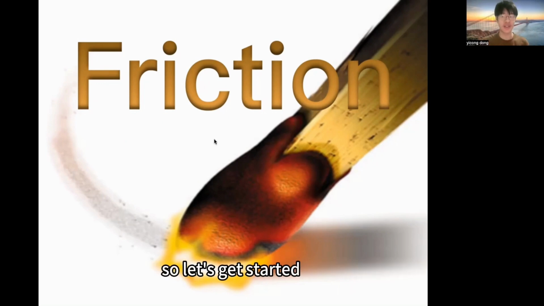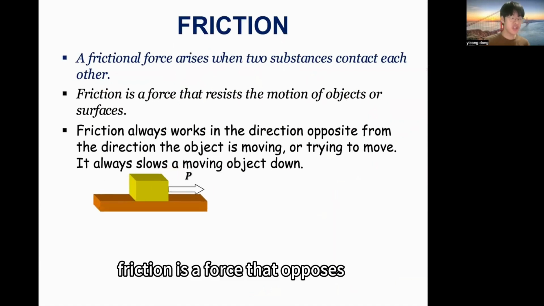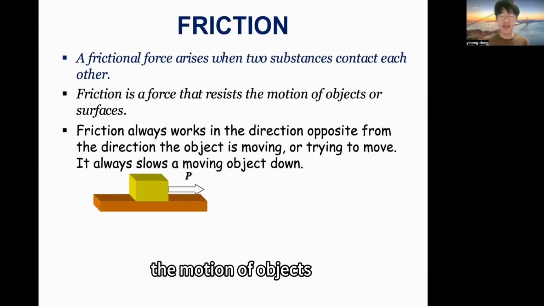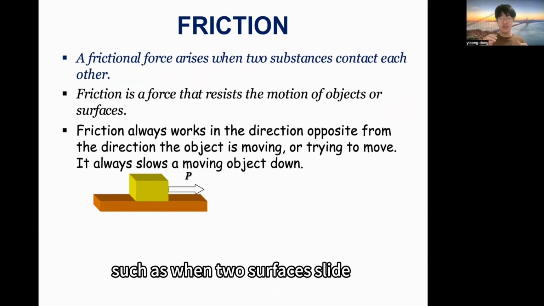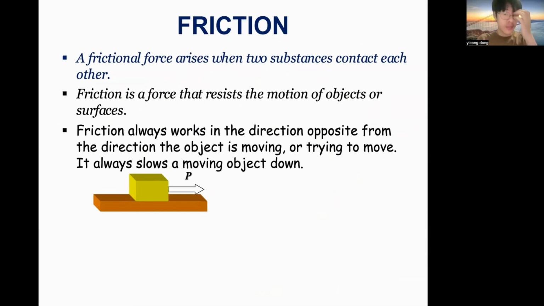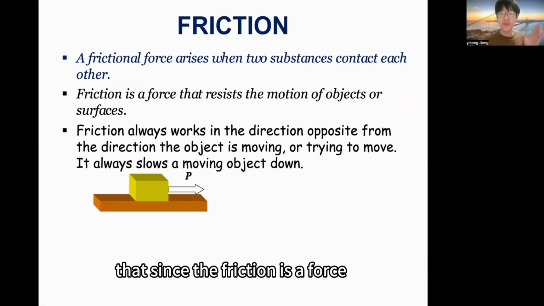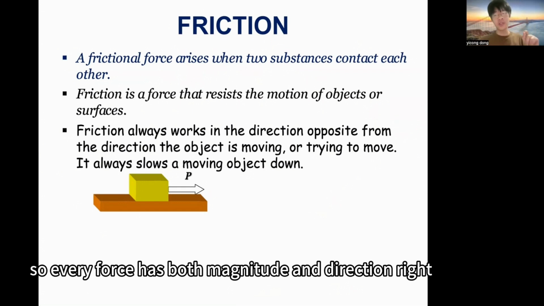So let's get started. What is friction? To make it easy, friction is a force that opposes the motion of objects that are in contact with each other, such as when two surfaces slide or roll against each other. Then, as I mentioned, friction is a force. So every force has both magnitude and direction, right?